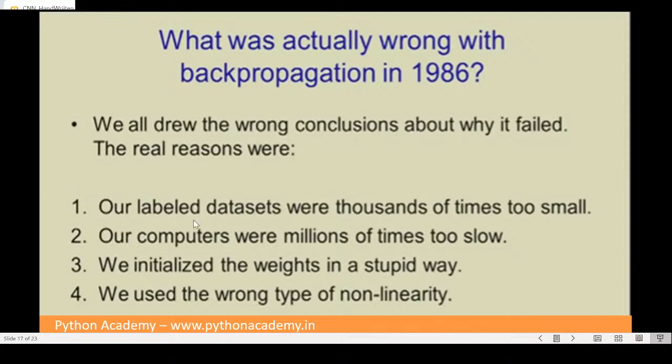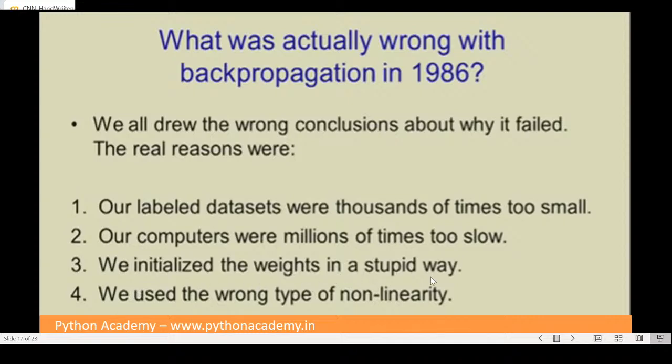So what was that silence for? Our labeled data sets were thousands of times too small. So we were thinking of using very small data for this purpose. The computers were millions of times too slow. Obviously, slow computers were there at that time. Just take RAM: when I was in engineering, in 2002 and 2003, 1 GB of RAM was considered very high. 512 MB was what I got in my desktop. The person with 1 GB would be a genius. Now 1 GB is nothing. You have at least 8 GB, or 16 GB or 64 GB of RAM. So the speeds have increased rapidly.